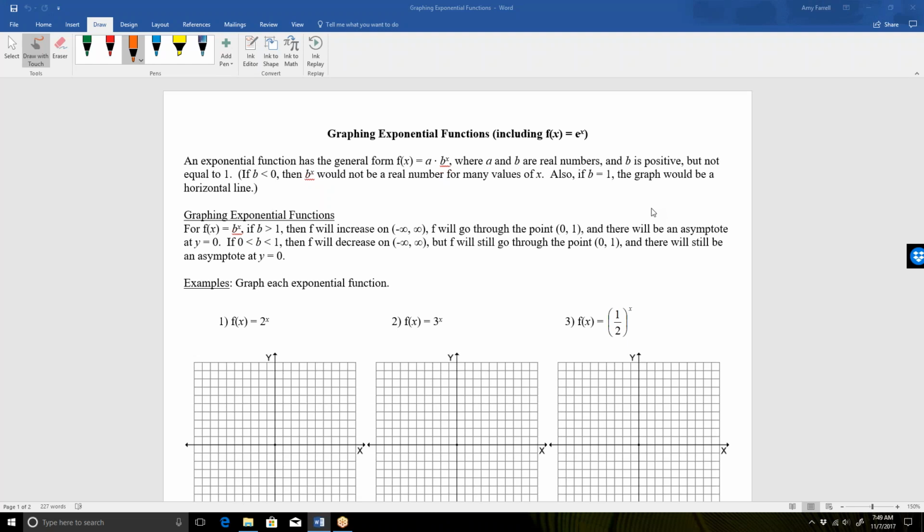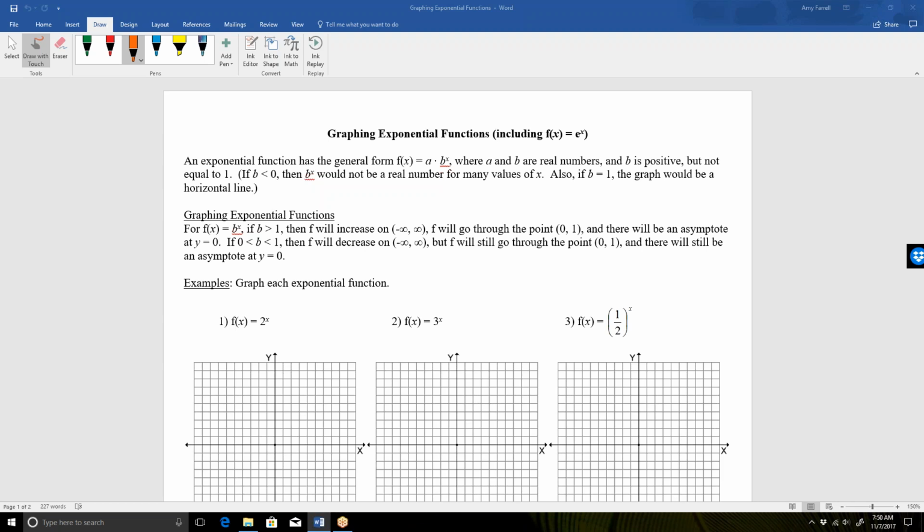So at the top here, you can see an exponential function is going to be of the general form a times b to the x, where a and b are real numbers and b is positive but not equal to 1. In parentheses here, I've explained why b needs to be positive but not equal to 1. If b is less than 0, then b to the x would not be a real number for many of the values of x. For example, if b were -3 and x is 1/2, you'd be trying to take the square root of -3, which is not a real number. Also, b cannot be 1 because the graph would be a horizontal line.